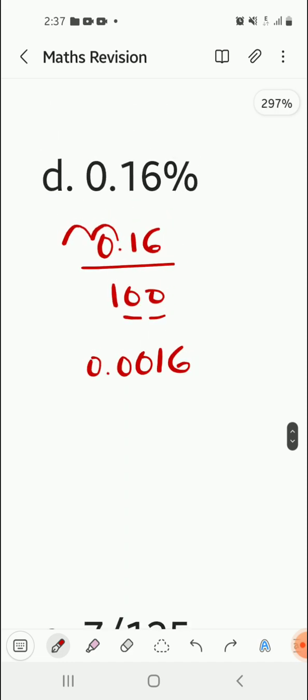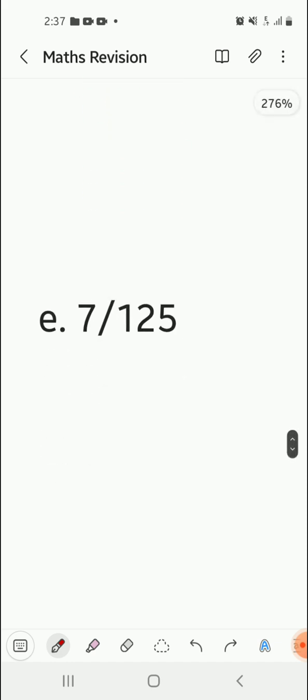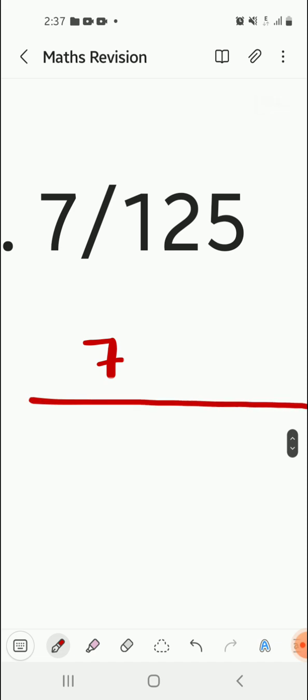Now this is it. Moving on to the next question, we've got 7 by 125. Simply we will follow the first process, 7 by 125. Now think of a number with which if we multiply 125, we'll get a number close to a multiple of 10. It will be 125 into 8.